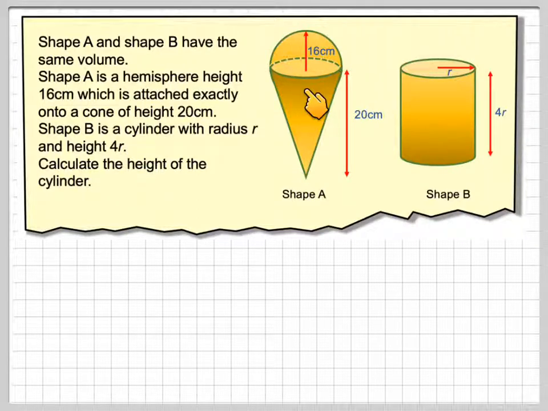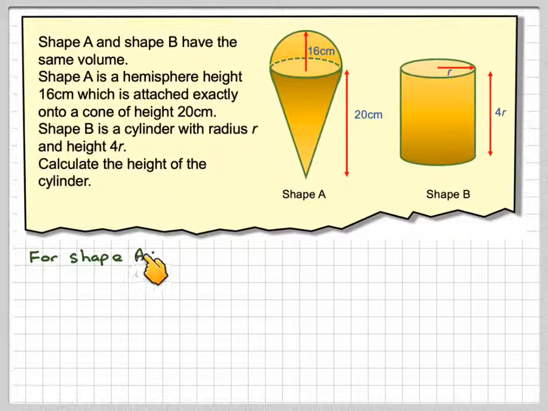So what we've got here is a cone with a hemisphere. Now the height of the hemisphere is 16, but that's also the radius of the hemisphere, and it's also the radius of the cone. So this distance here, and this is a very important thing with this question, is the radius of the hemisphere and the radius of the cone.